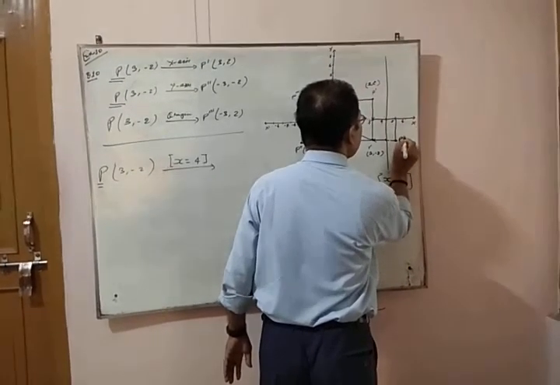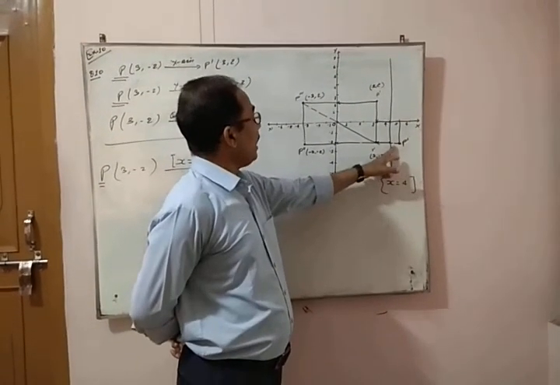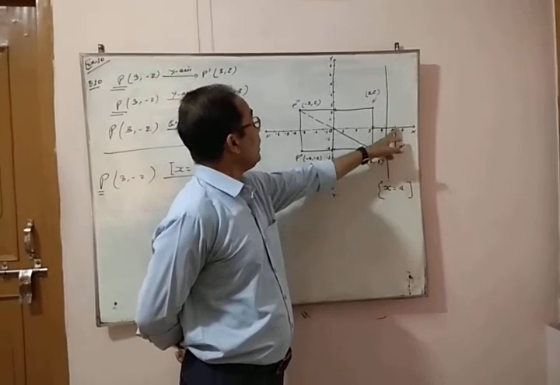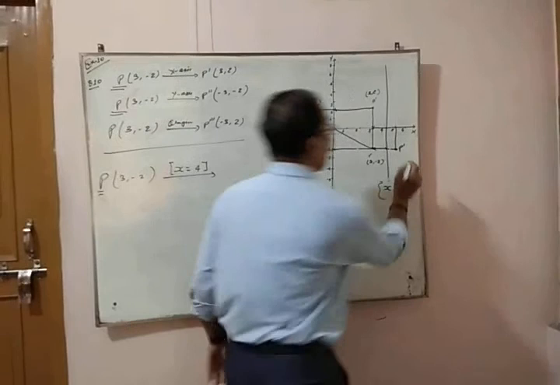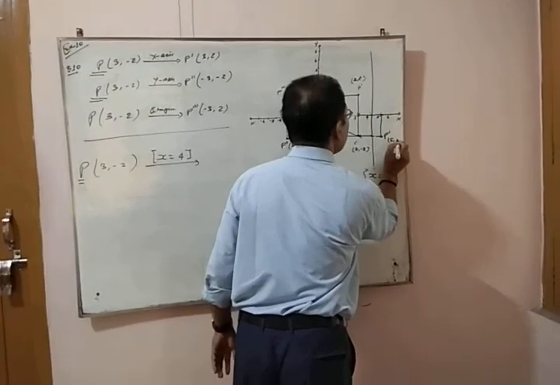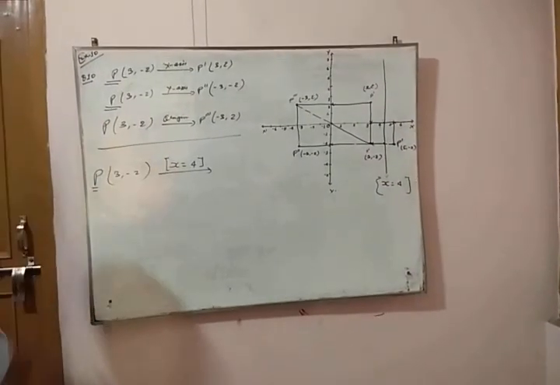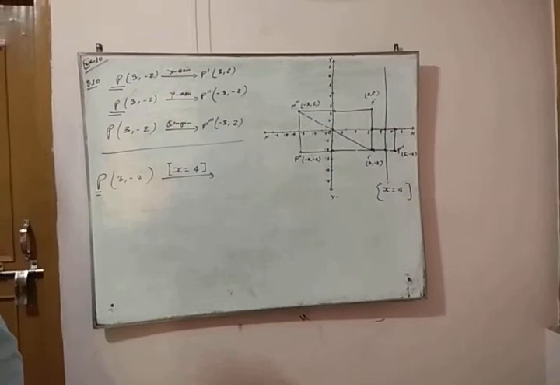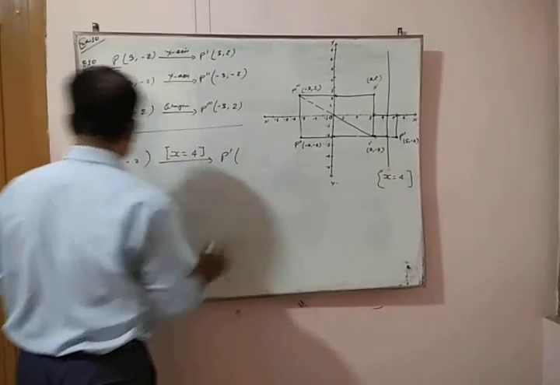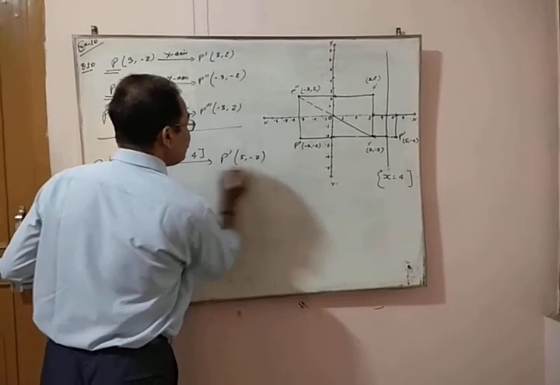Suppose this is your P dash. So this is 1 unit behind the line, and for the coordinates of P dash, you see that this is the x coordinate and this is your y coordinate. The x coordinate will be how much? 5, and the y coordinate is minus 2. The x coordinate is 5 and the y coordinate is minus 2. So the coordinates of its image P dash will be 5, minus 2.